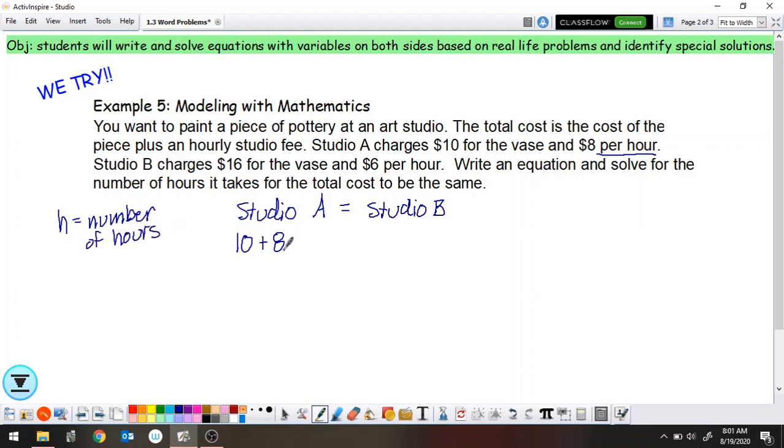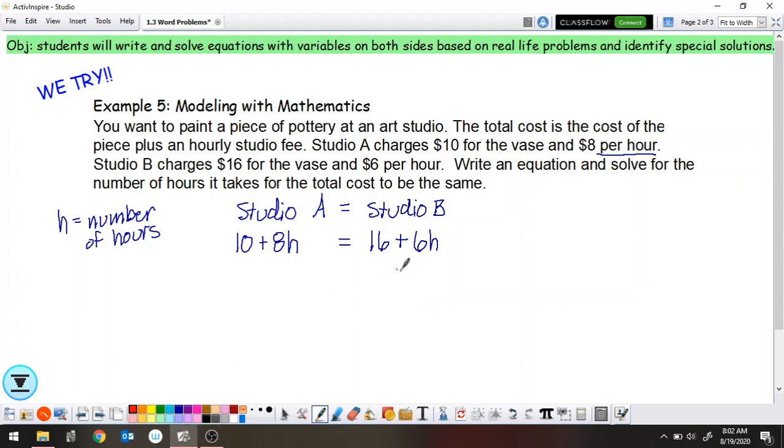So if it's $8 per hour, that means for every single hour I'm there, I'm paying $8. So that's going to be 8 times H. And then at Studio B, we pay more for the vase, so $16, but we pay less for each hour we're there, $6 per hour, so 6 times H.